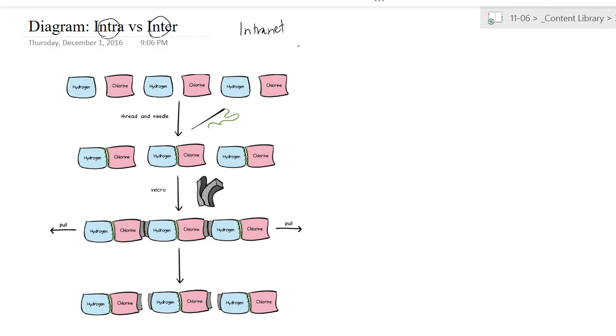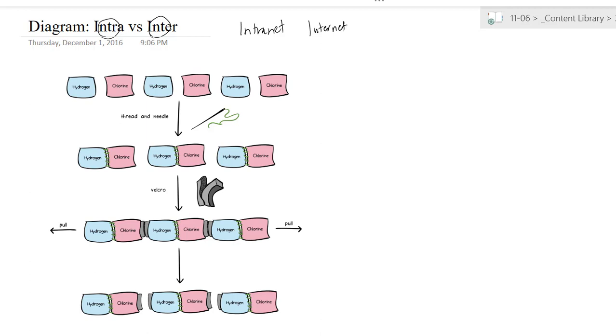So for example, at school, when you have the intranet, it's when you're accessing things that only people at your school can access. Whereas if you have the internet, that's what we'd use to communicate between schools. So intra is within, inter is between.